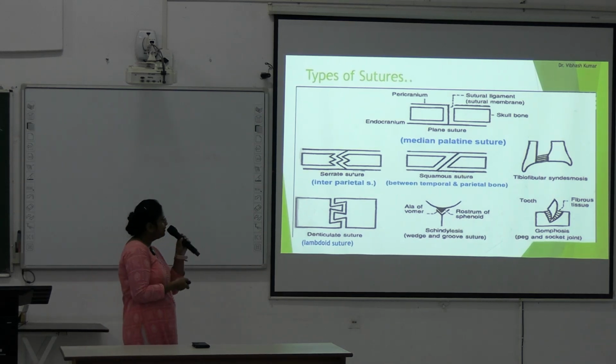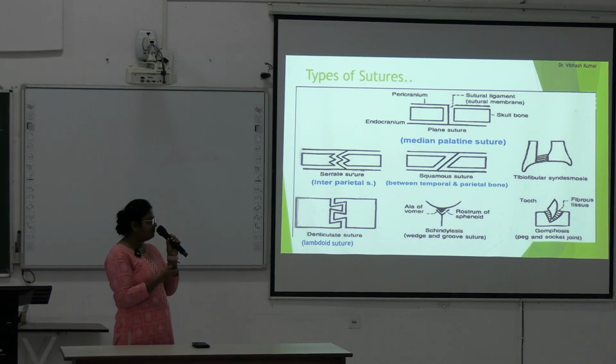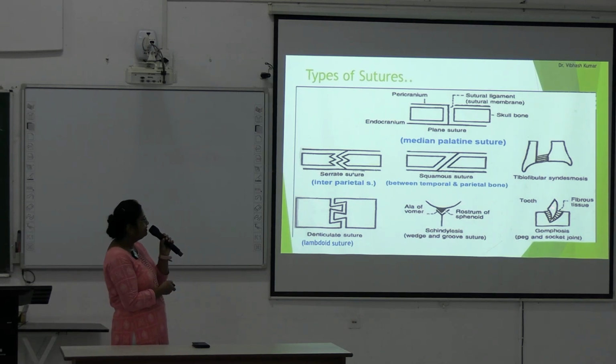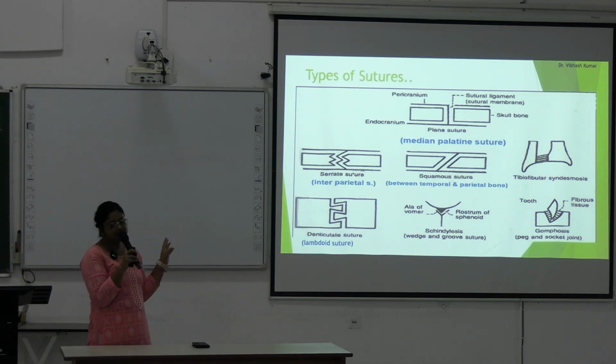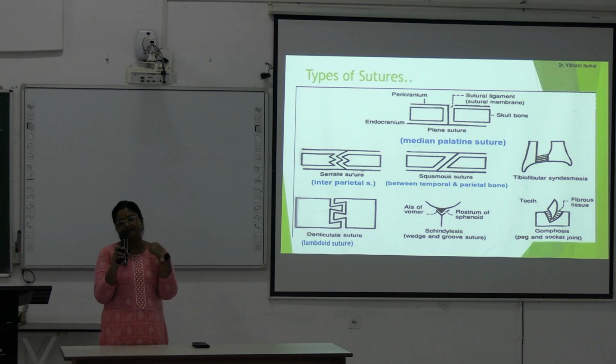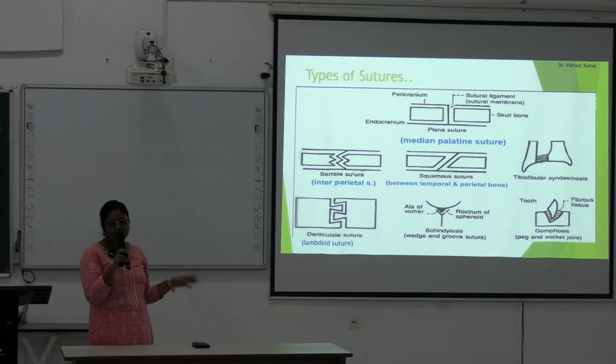Another is gomphosis, also known as the peg and socket type of joint. Gomphosis occurs in our teeth. So this is the socket of the teeth, and this is the tooth, and it is articulating, and fibrous tissue is connecting the two structures. So this is gomphosis, peg and socket. Gomphosis is only present in our teeth. So the two maxillae and the mandible take part in gomphosis along with the teeth.